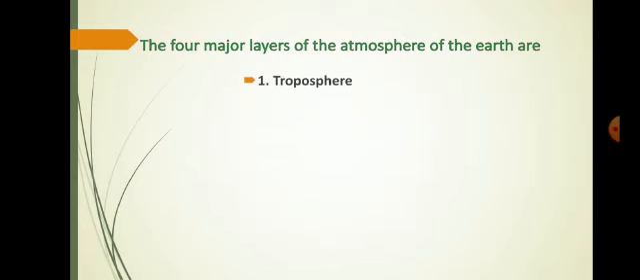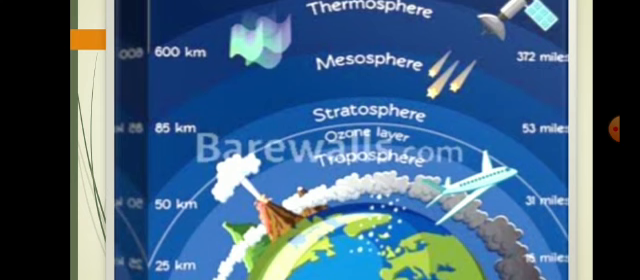They are troposphere, stratosphere, mesosphere and thermosphere. So all these four layers we will study in detail. So first layer, it is the troposphere. Troposphere is the lowest and the densest layer of the atmosphere.